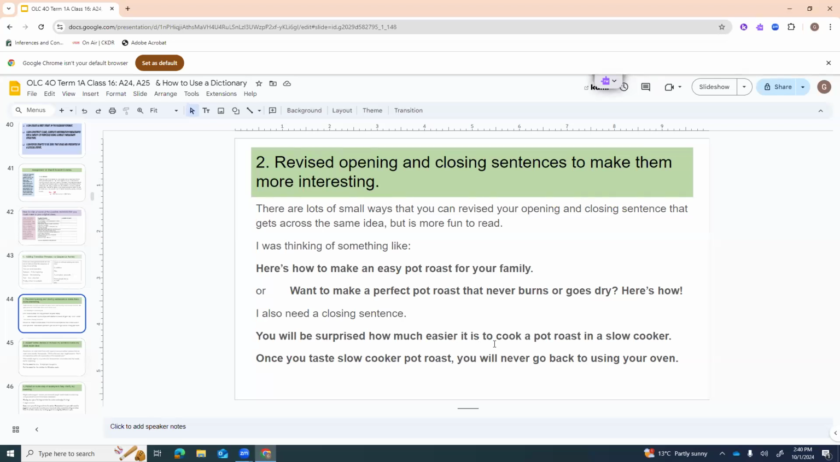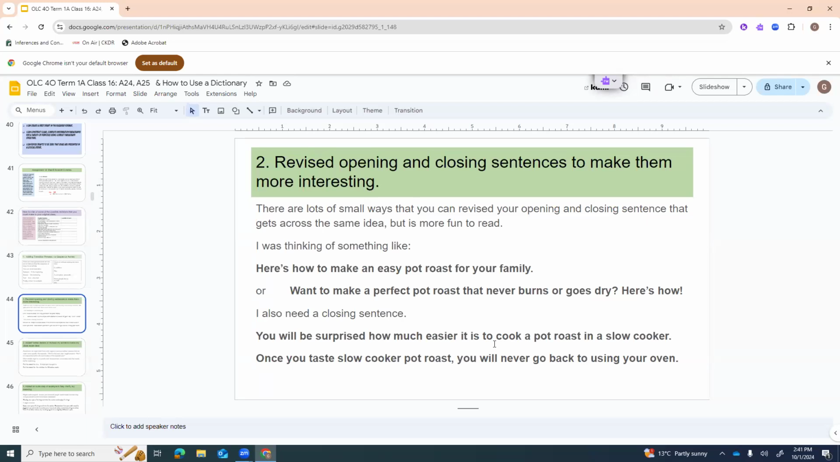Revising your opening and closing sentences to make them more interesting. There are a lot of small ways that you can revise those sentences that will help get across the exact same idea, but just a little bit more fun to read.